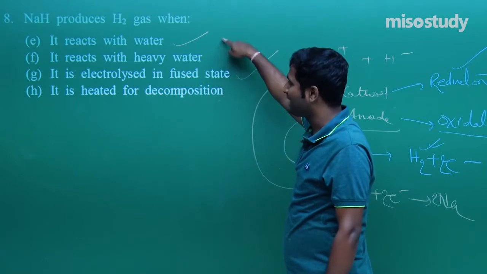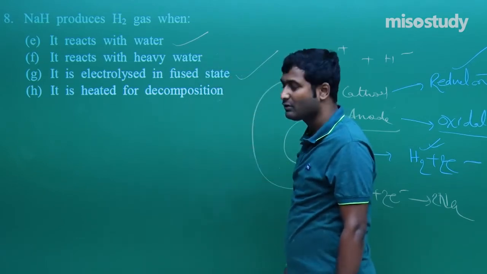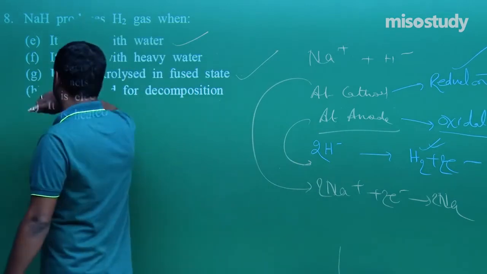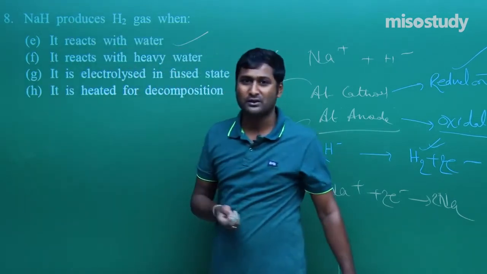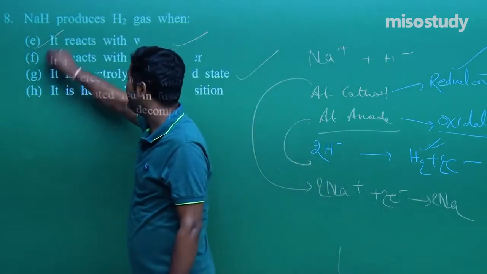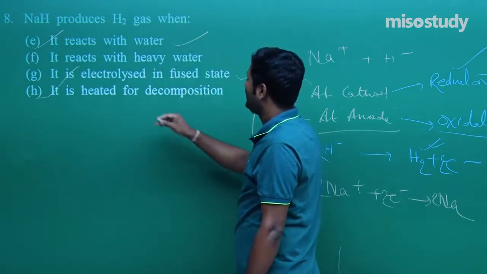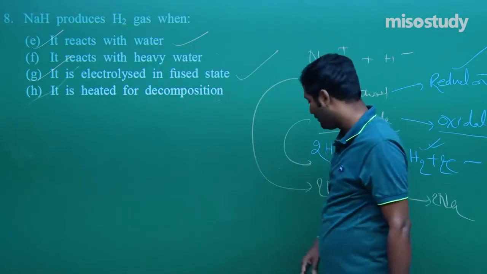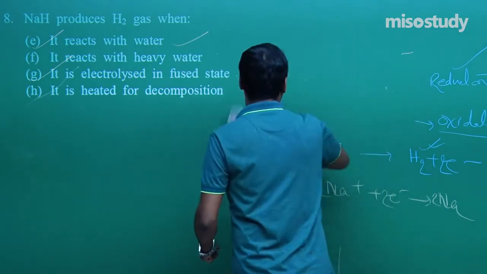Two possibilities are there. So this is also a multiple choice question, and the options are E, F, G, H. Now which option is correct, friend? That is E and H option, E and G option is correct. Clear? Clear? Now I'm going to rub this part and we'll discuss.